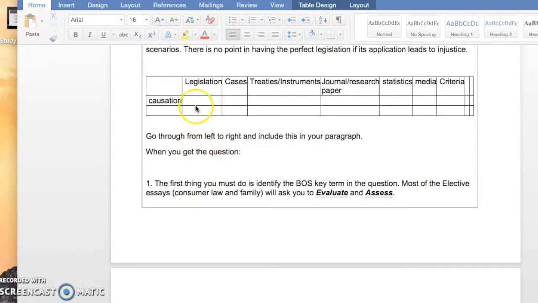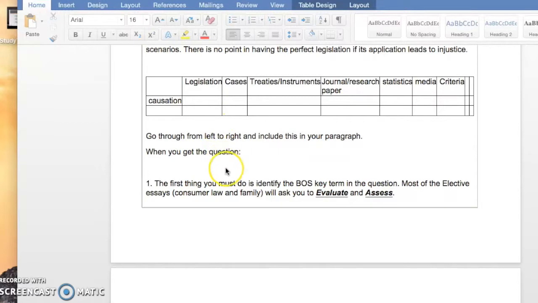So you're going to go from left to right, and that's the way that you're going to write it in your paragraph. So you will always start with the legislation, and then you will go into the cases because, like we said before, it's the application of the legislation in real life scenarios. And then you will go on to anything else, but you always start with legislation because if you ever go to a lawyer, they will always go to the legislation first.